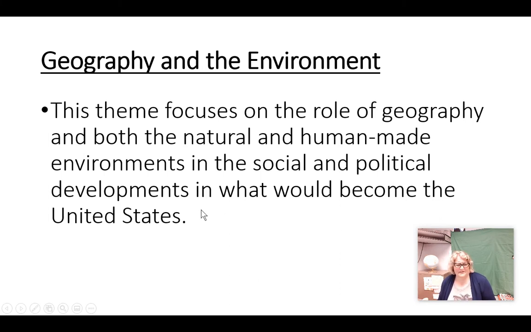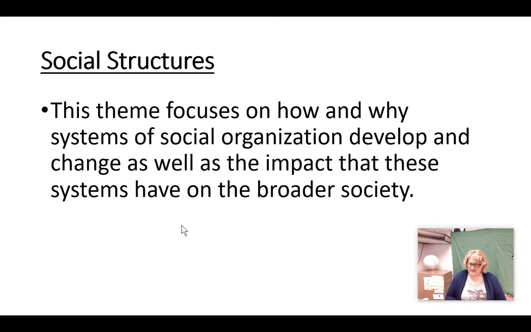One good example here is the fact that Native Americans resisted European encroachment into their environment, right? That is a theme that we can trace throughout United States history. Every time Europeans or U.S. citizens later came into Native American territory, they resisted that encroachment into their environment. So that is geography. The second theme is social structures.